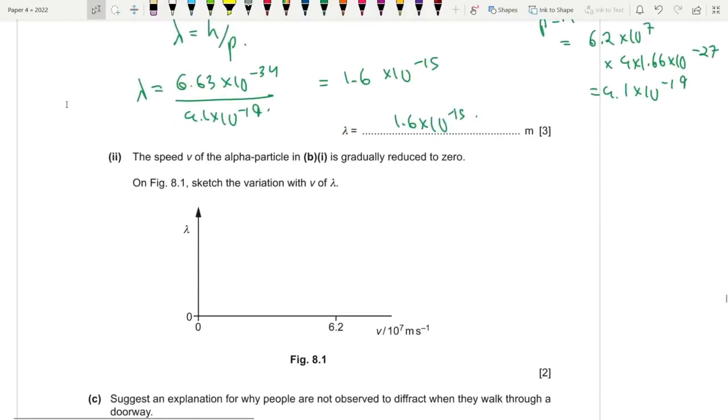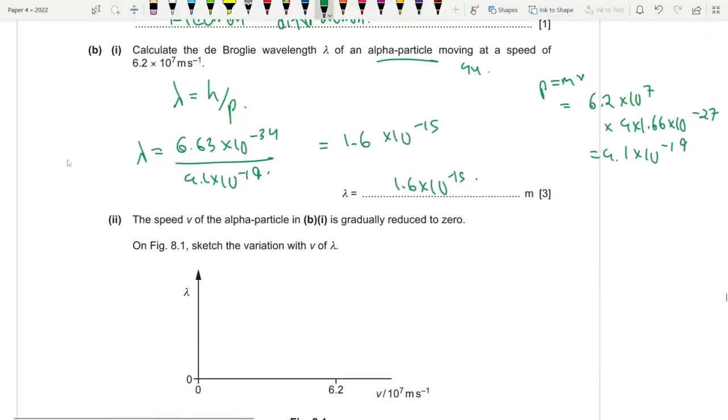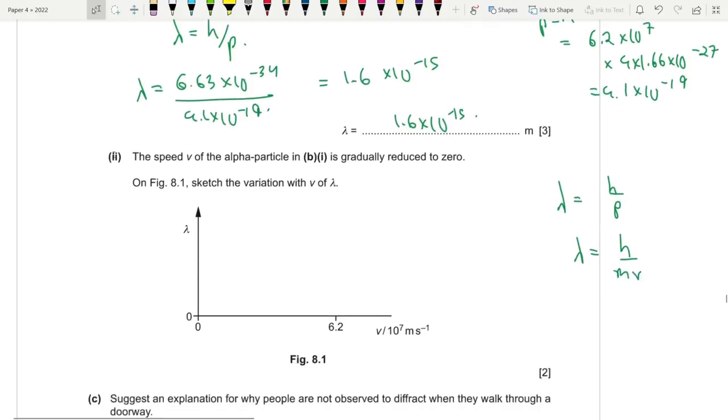The speed of alpha particles is gradually reduced to 0. On figure 8.1, sketch the variation of v with lambda. Okay, check this. We know that lambda is equal to h by p, or h by mv. So lambda is equal to h by m times 1 by v. H, the Planck constant, is a constant. The mass of the alpha particle is also constant. So we can say that lambda is proportional to 1 by v. So they are inversely proportional to each other.